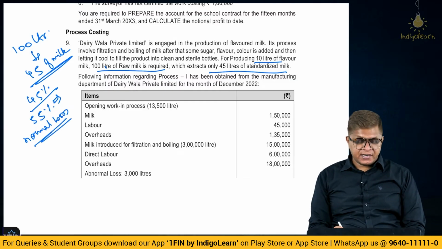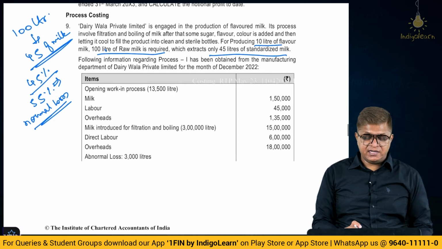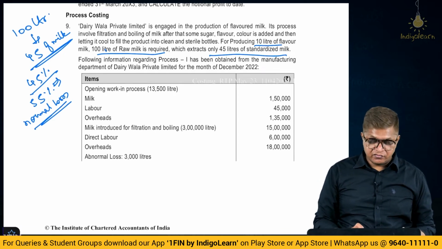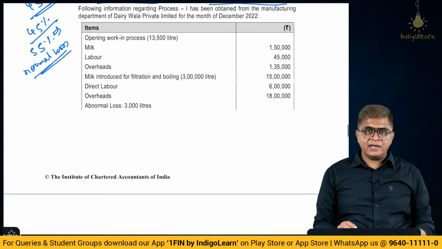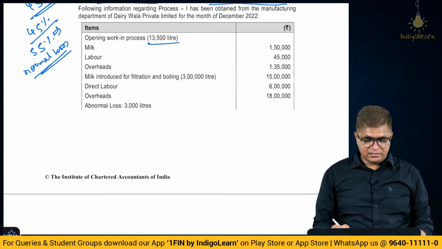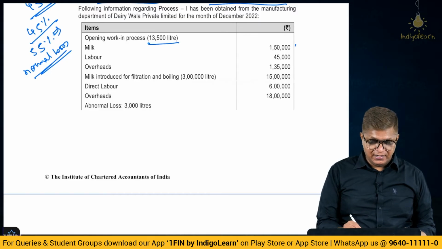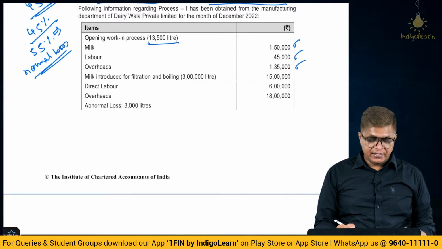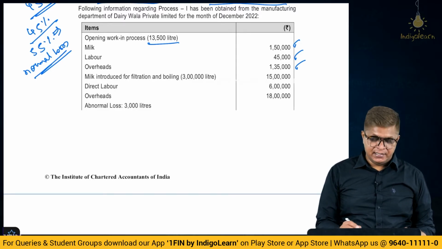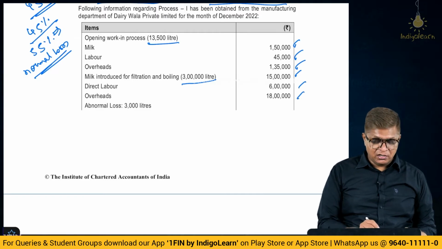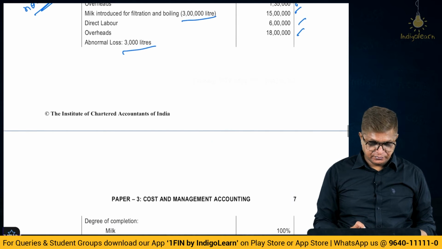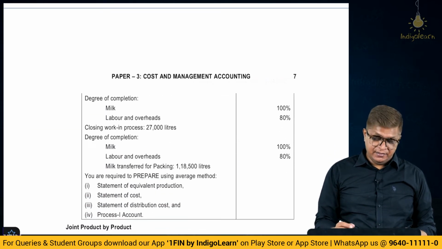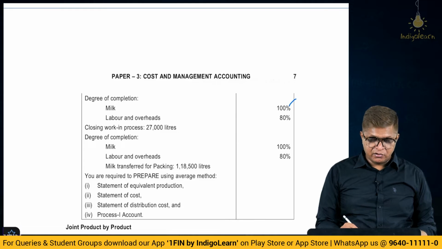Alright, following information regarding process 1 has been obtained from the manufacturing department of Dairy Wala Private Limited for the month of December 2022. Opening WIP 13,500 liters. The cost of that is milk 1,50,000, that is the raw material, labor 45,000, overhead 1,35,000. Milk introduced for filtration and boiling 3 lakh liters, 15 lakhs, direct labor 6 lakhs, overheads 18 lakhs. Abnormal losses 3,000 liters. Degree of completion, milk was 100% completed and labor and overhead was 80% completed.